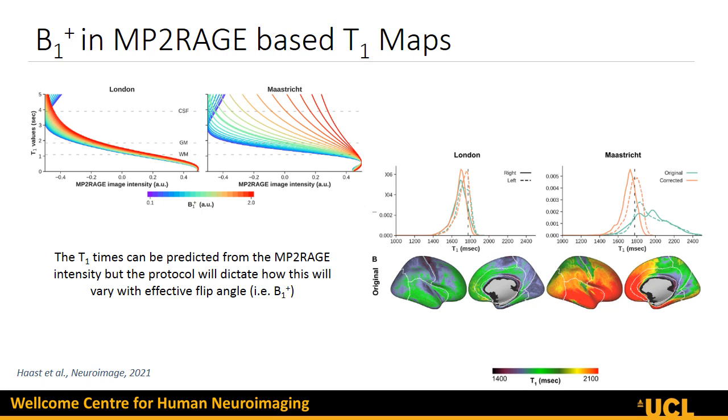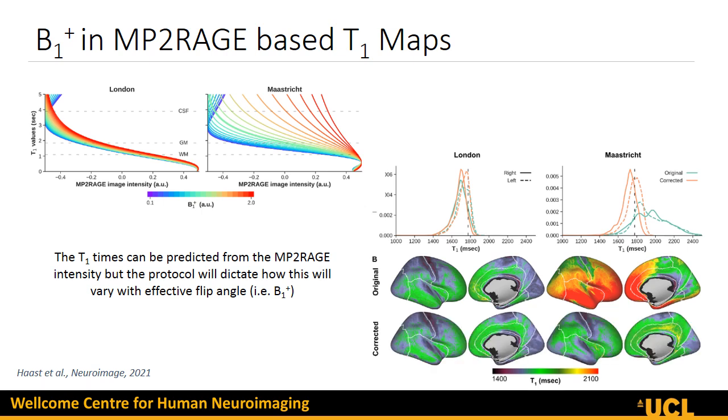If you take this into account, then you can of course devise a protocol that will be less sensitive to this effect, or you can acknowledge that this is present in your data, even with the best protocol, and incorporate a measure of the inhomogeneity in this field. And in this case, you can get much more consistent measures regardless of protocol. And the measures that you do have in each voxel or vertex will be much less dependent on the B1 inhomogeneity.